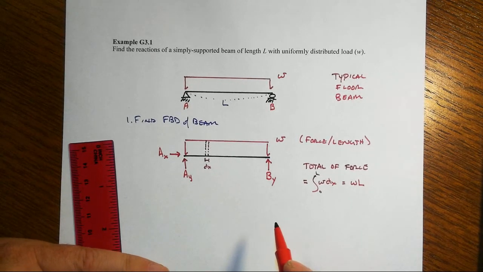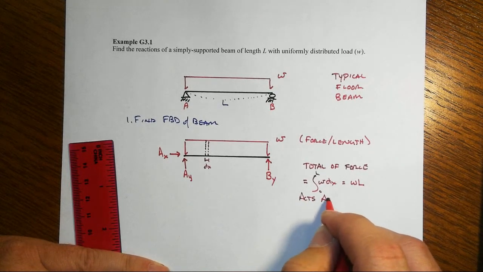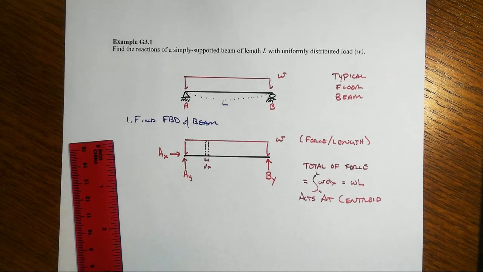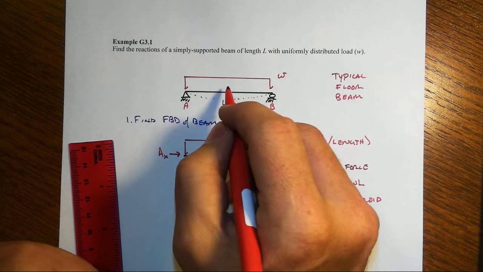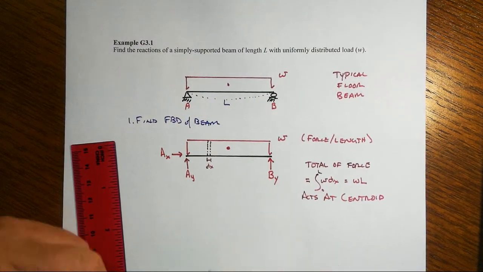Where does it act? At its centroid, which we now know how to find in this segment. Well, it is a rectangle after all, so it's not that hard. It's going to be acting at the midpoint. Right?